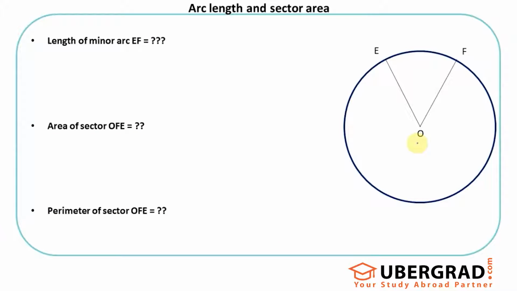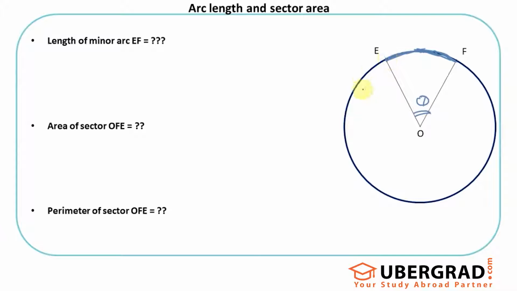So arc length and sector area, we have just briefly discussed what an arc is. If I am talking about EF as the arc, the minor arc, what is that length? If we need to know this length, how do I know that length? One thing we need to know is this angle theta, like how much is this angle?